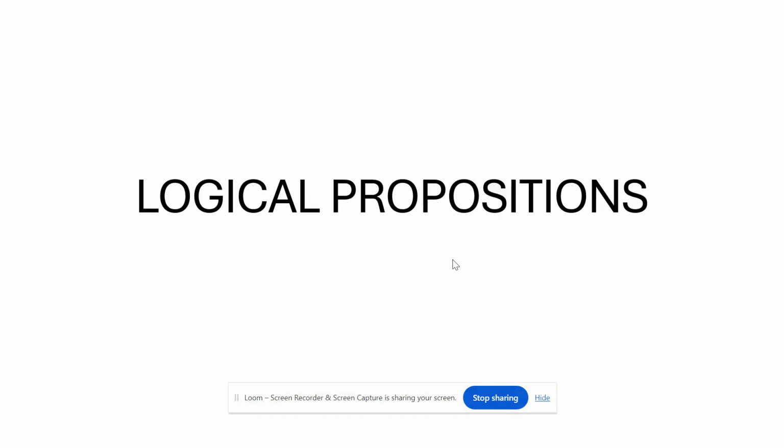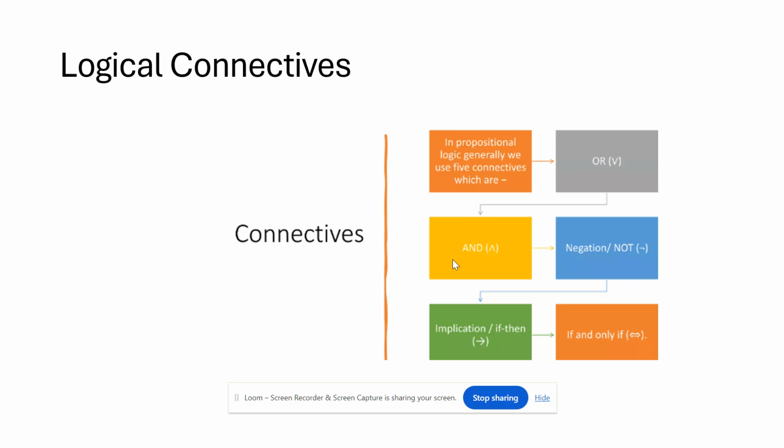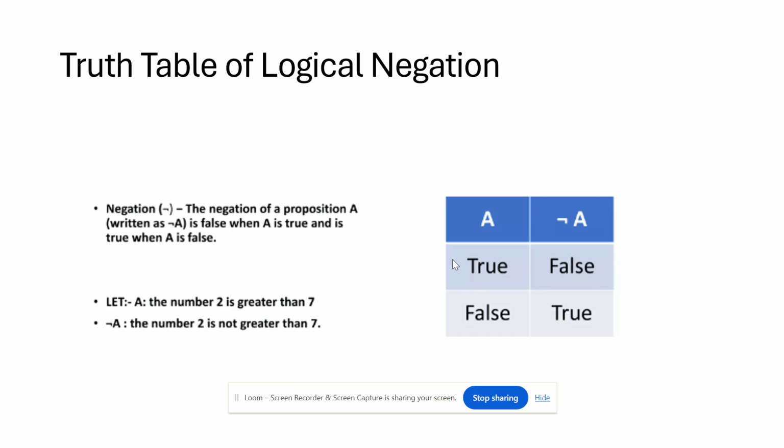So today we will learn about logical propositions. These are also called logical connectives. Mainly, the logical connectives are and, or, negation or not, implication, and if and only if. First, we will see the proposition logical negation. Negation of a proposition A is false when A is true, and it is true when A is false.